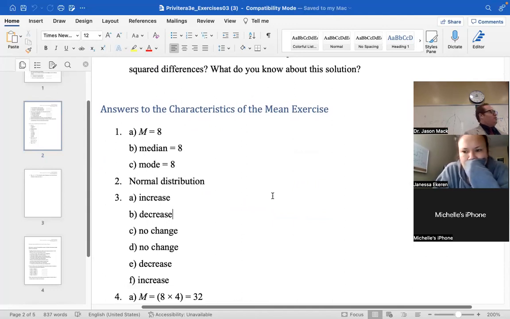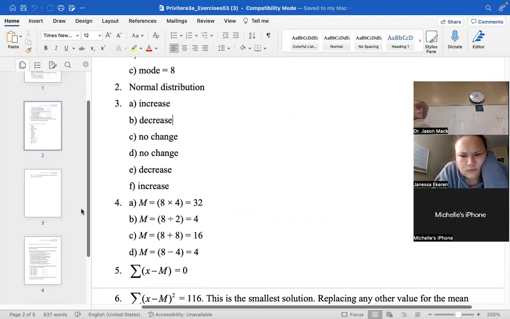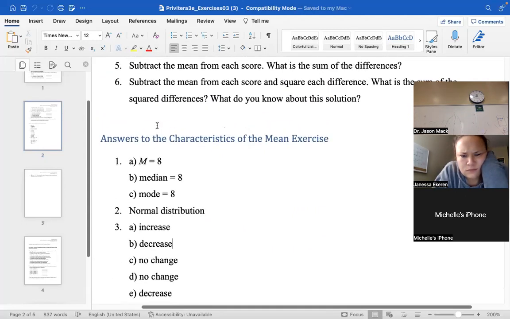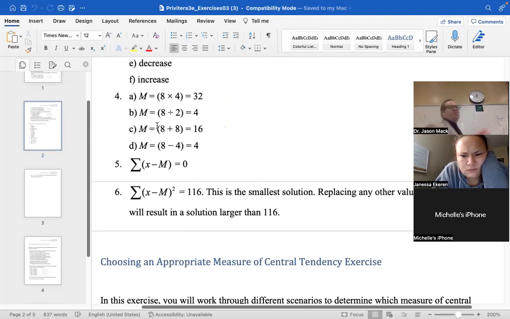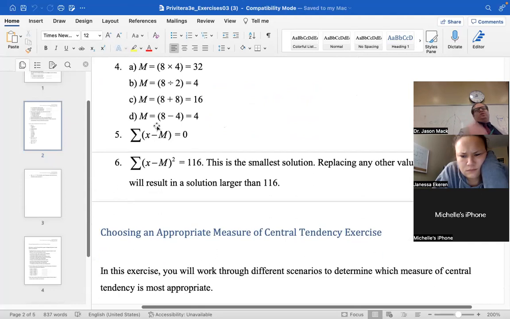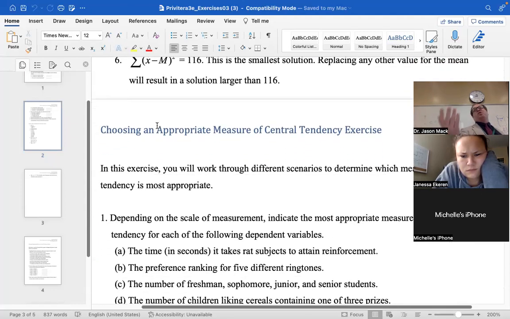It's the same principle here. If you take any other value besides the mean away from x, you're going to get a larger number, whether it's above or below the mean. But if you subtract the mean, the average across the board, 116 is the lowest solution you can get after 0. These should look like that. And our rationale is right here.